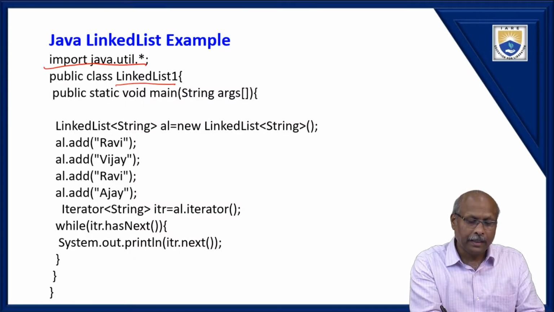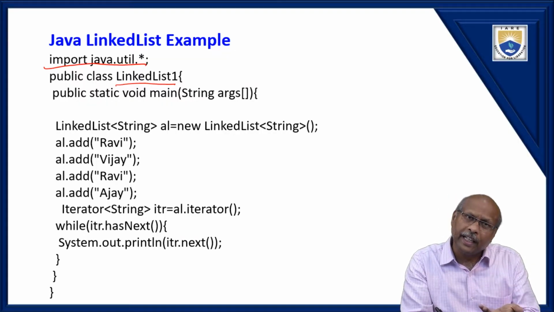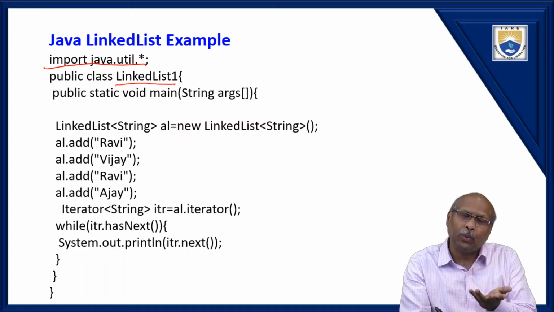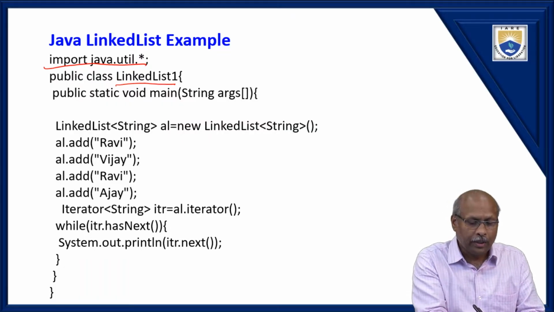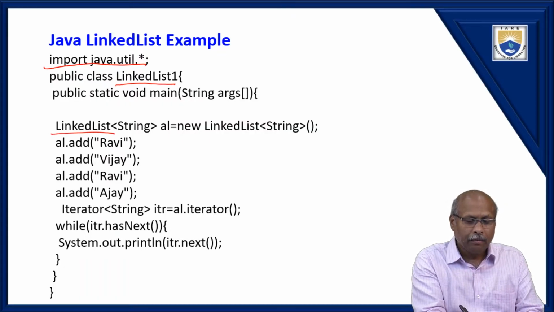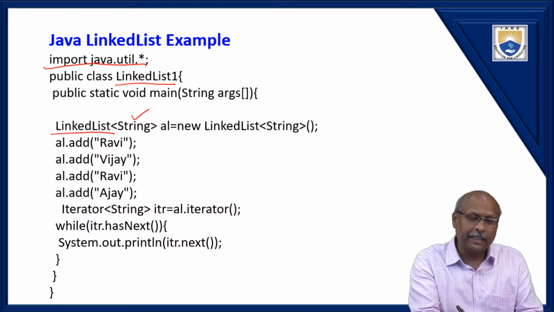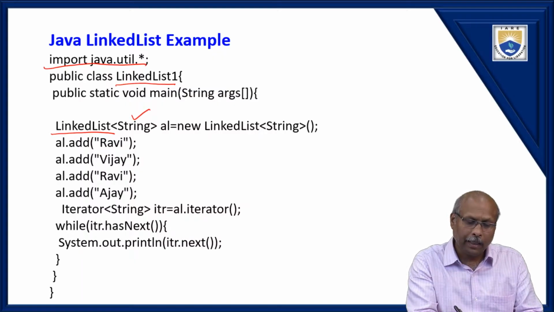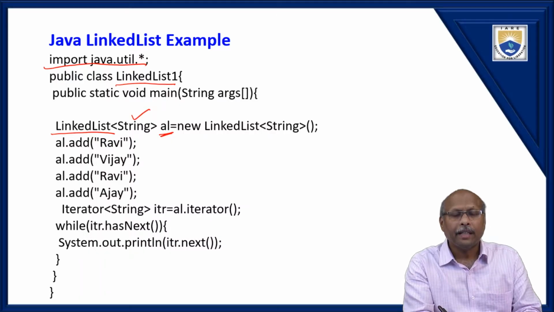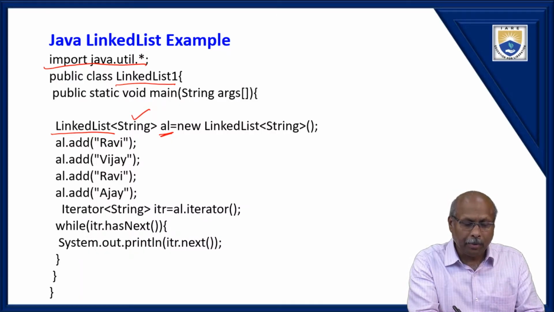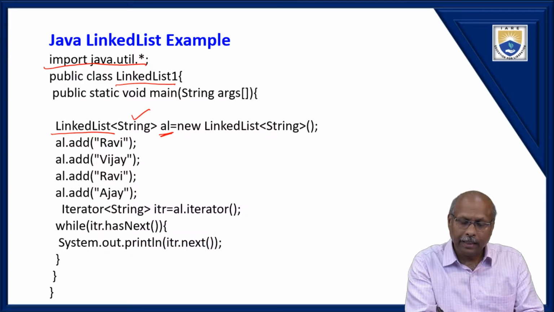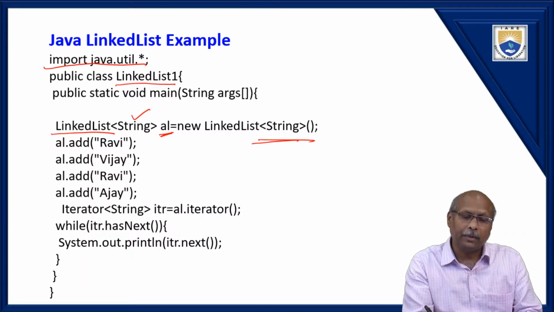public static void main(String[] args). Here in the node, you can store a string, an integer, a float, or any object also. So here LinkedList is the built-in class. Within the angle brackets is String, which means it is also a generic class, followed by AL. This is the name of the linked list object. So that means my linked list object is ready.